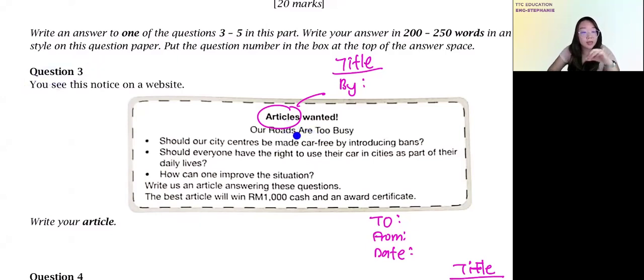So the article format is always just the title, and do not forget the title needs title case, the capital letter for the first letter of each word. Then you have to write by your name, the author's name. How long do you need to allocate for these 3 questions? If you ask me, 30 minutes for this part.